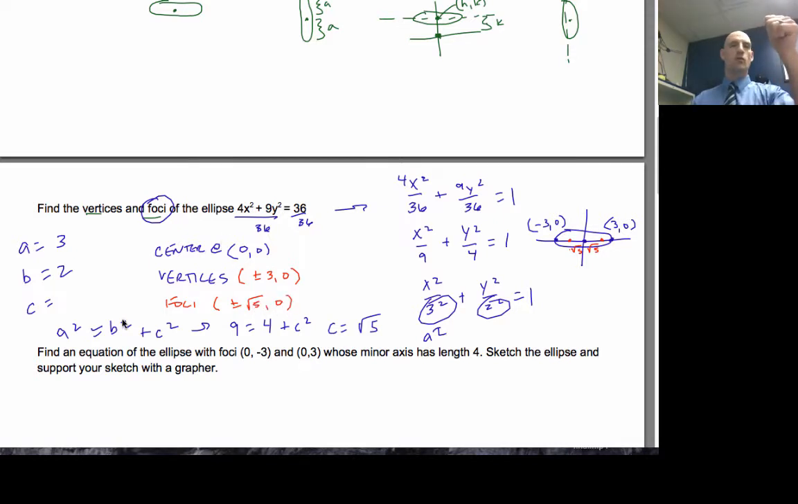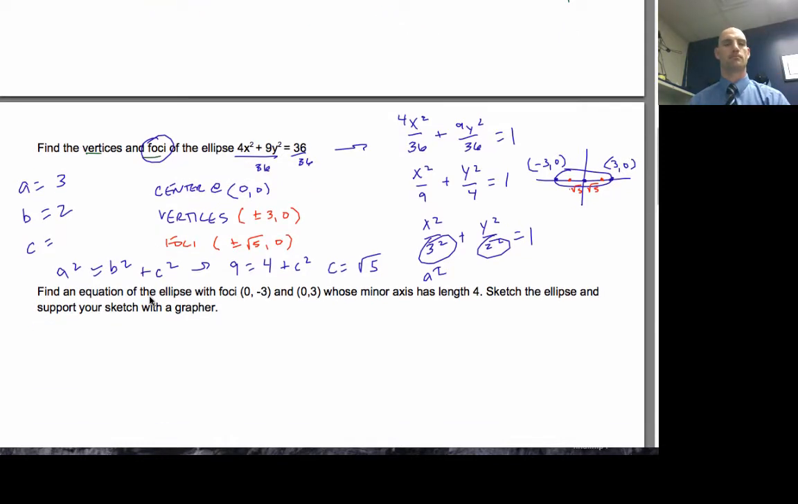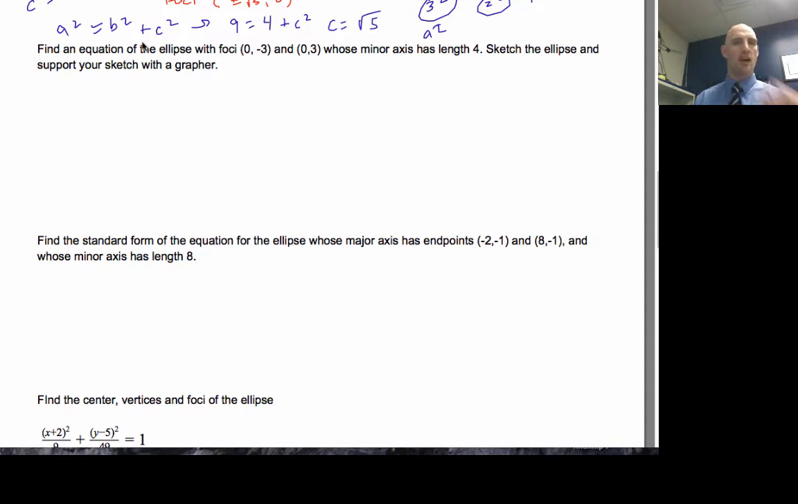Set my equation equal to 1, found my A and B values, found C, plugged it in. All right, let's take a look at this next one. Find an equation for the ellipse with foci at 0, negative 3, and 0, 3. I'm just going to draw a picture.